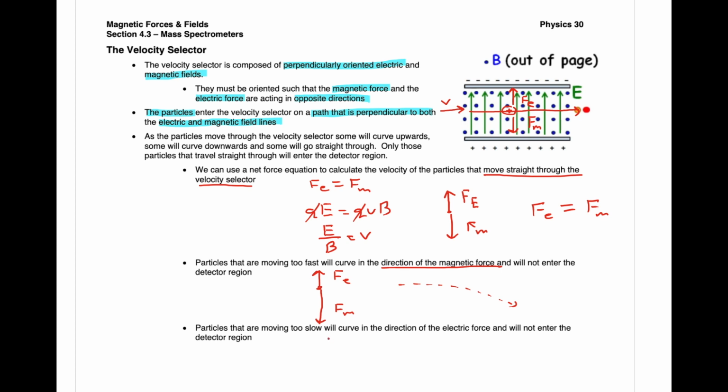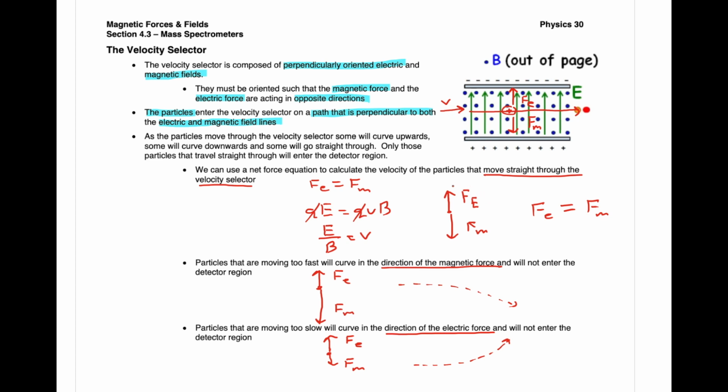If it's moving too slow, remember that force electric is going to be exactly the same. So my force electric isn't changing, but I'll get a much smaller force magnetic. And so if it's moving too slow, it's going to curve in the direction of that electric force. So in this case, that will be upwards. But again, that could switch around depending on the diagram. Now again, all the ones that curve away aren't moving on. They'll just leave the experiment.